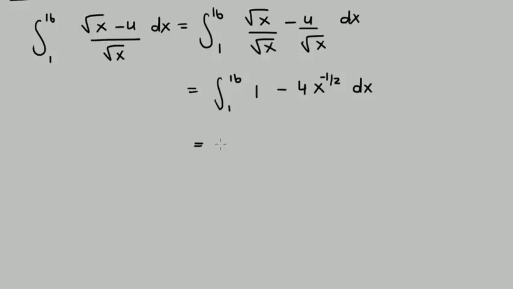So now we can integrate. When we integrate 1, we get x. When we integrate x to the power of minus a half, we add 1, so it's going to give us x to the power of a half. And we divide by our new power, so we divide by a half.